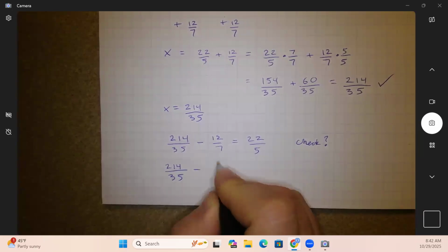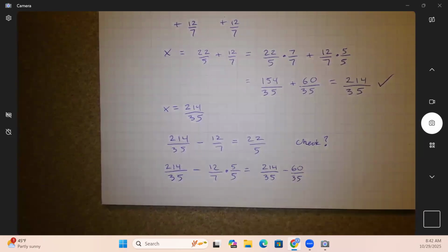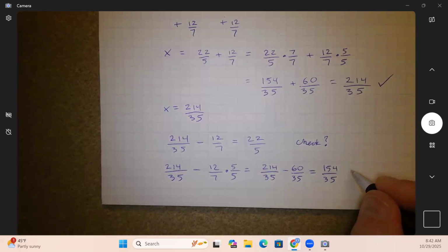I know that to get from 7 to 35, I need to multiply by 5 over 5. So it's 214 minus 60 over 35, which is 154 over 35. And then I have to see, can I reduce that? Because it certainly doesn't look like 22 over 5 yet. But if I reduce it, it does in fact turn into 22 over 5. So checking is not as straightforward a process when you're working with fractions as it is when you're working with integers.